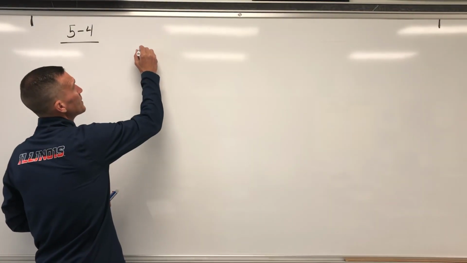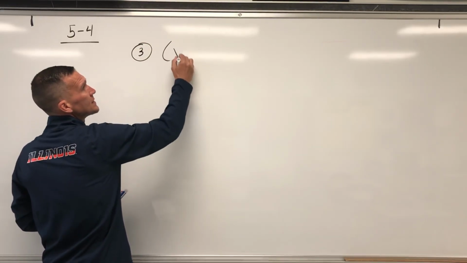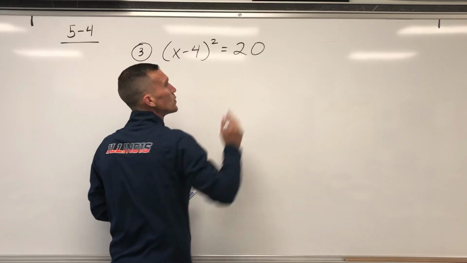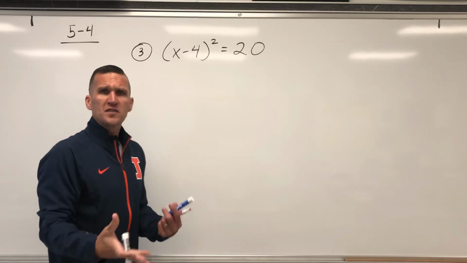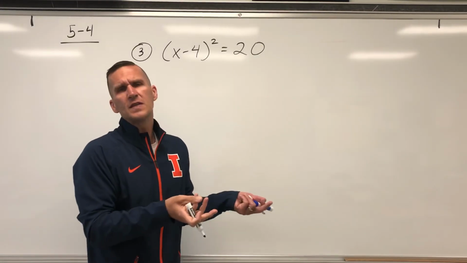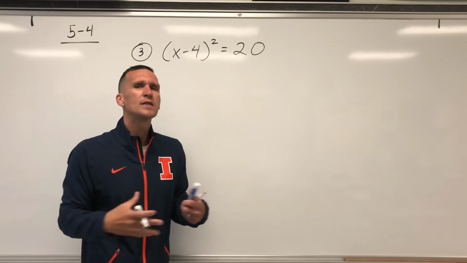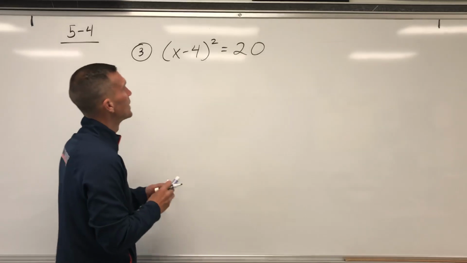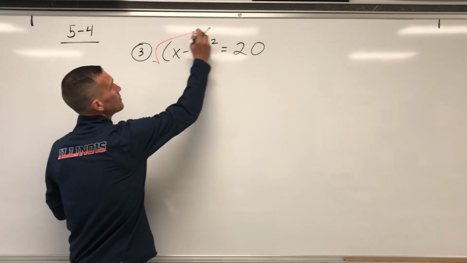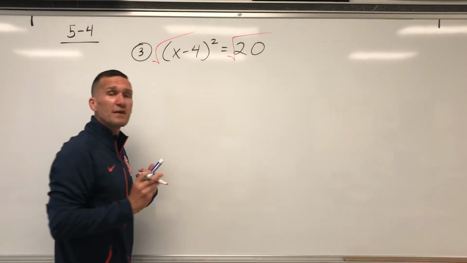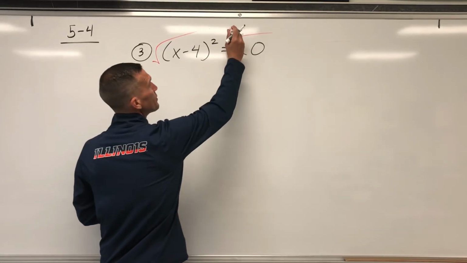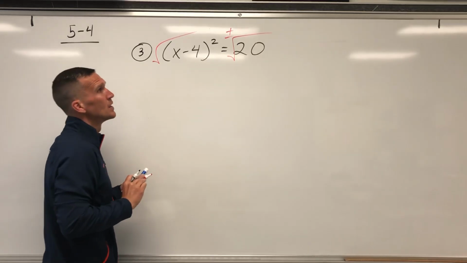So number 3, we're going to have parentheses x minus 4 squared equals 20. Your first step would be no different. You see a parentheses and a squared, and you're like, I can't do anything inside that parentheses until I break free from it, so I got to get rid of the squared. So I'll square root both sides, and I forgot something on purpose. Please remember on your number side, you need plus or minus.